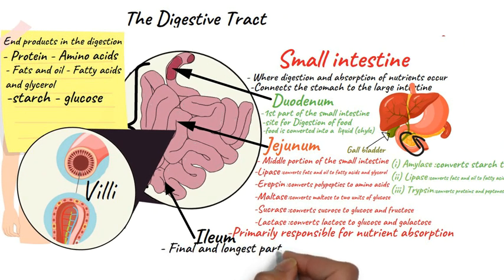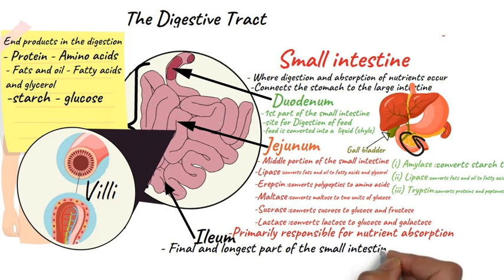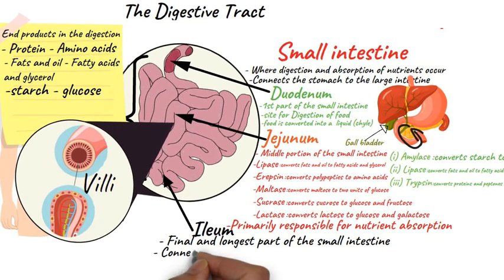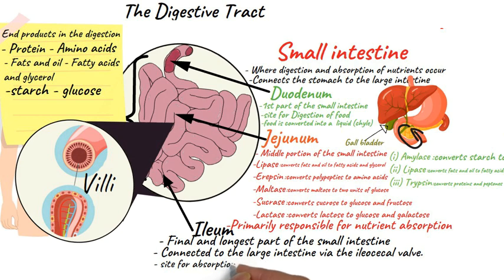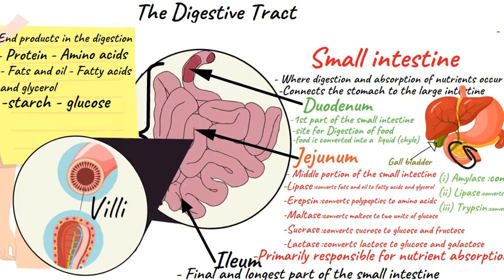After the jejunum, the next section is the ileum. The ileum is the final and longest part of the small intestine, and it is connected to the large intestine by the ileocecal valve. And this is where any nutrients left are absorbed, especially vitamins like vitamin B12 and bile salts. It also contains tissues called Peyer's patches. Now, these are lymphoid tissues that help protect against harmful bacteria in the digestive tract.